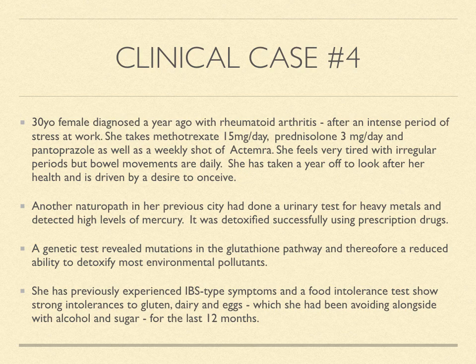So prior to moving here, she was in another city where another naturopath had done a urinary test for heavy metals, and she was found to be very high in mercury, and they detoxed her using DMSA, which is a prescription drug. They did that for a few months, repeated the urine test, and her mercury levels had dropped considerably. They had also done a genetic test which showed that her glutathione pathways weren't great, which means her master detoxifying pathways weren't great. And that means she's going to be much more prone to accumulating all sorts of environmental pollutants. Perhaps not a surprise then that she developed an autoimmune illness.